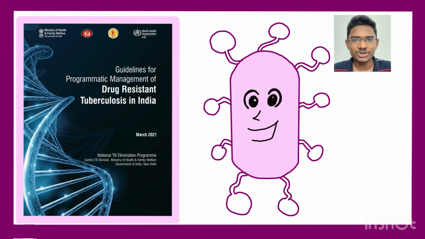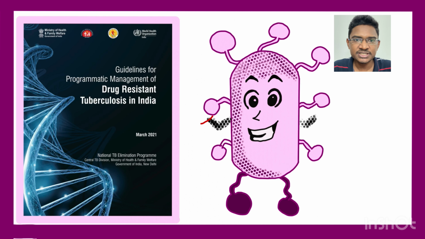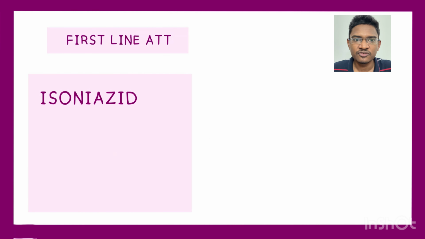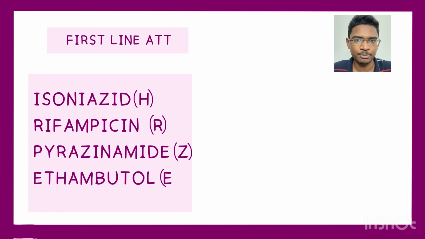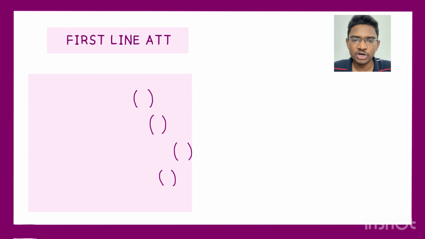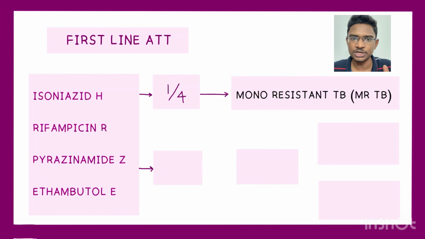Hello friends, so today we will see the treatment aspects of drug resistant tuberculosis. So as we had discussed in the previous video, just brush up the definitions. First thing, the first line ATTs, HRZE: isoniazid, rifampicin, pyrazinamide, ethambutol. If the resistance is to one among the 4 agents, only one, then we call it as monoresistant tuberculosis. If it is specifically to rifampicin, then we call it as rifampicin resistant tuberculosis.